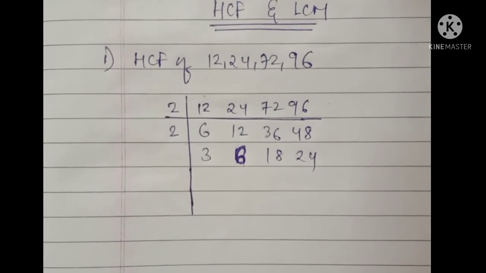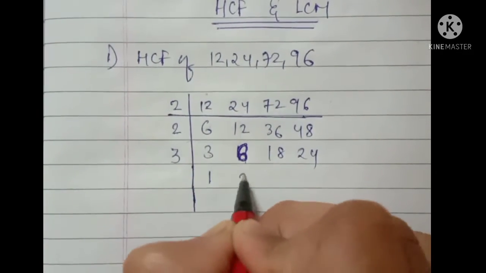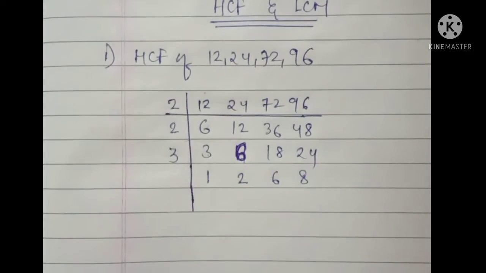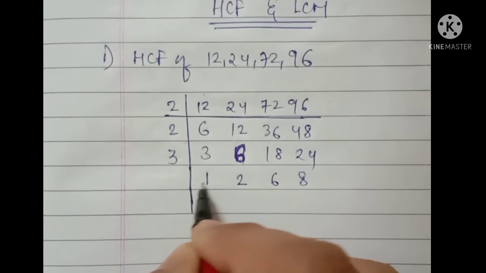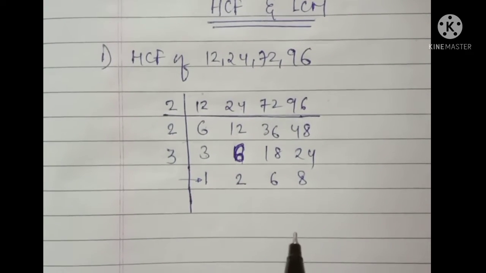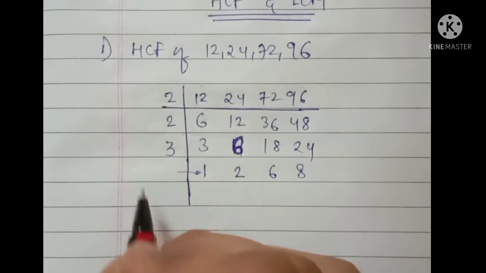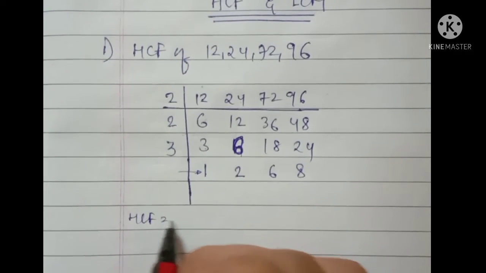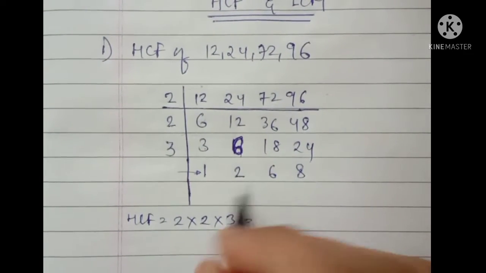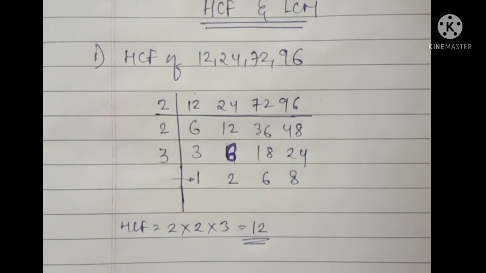Clear? So now you need to choose 3. 3 1s are 3, 3 2s are 6, 3 6s are 18 and finally 3 8s are 24. As soon as you get 1 over here in this row, you need to stop, and you will get your final answer, that is the HCF. The HCF will become 2 into 2 into 3, that is 2 4s are 12, 2 2s are 4, 4 3s are 12. This is your HCF.